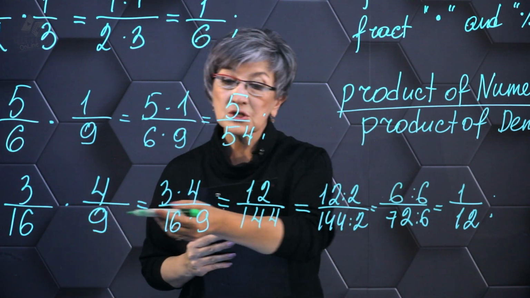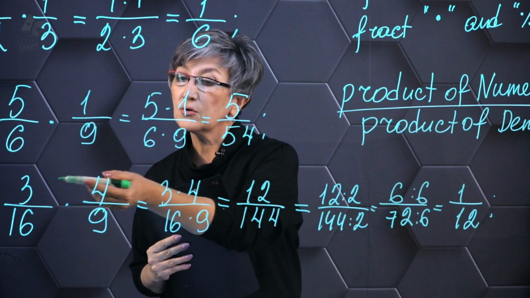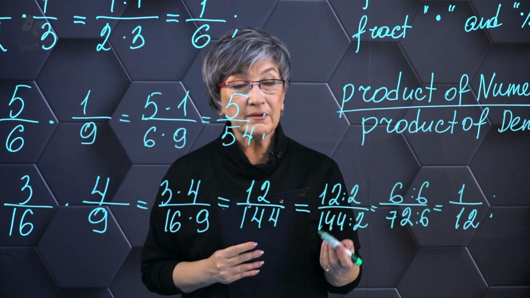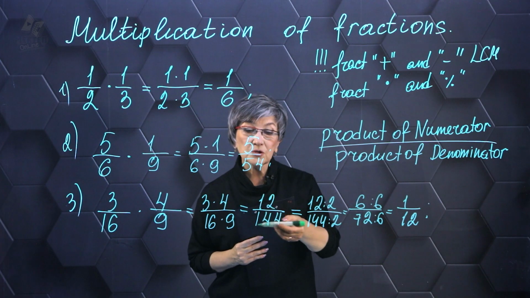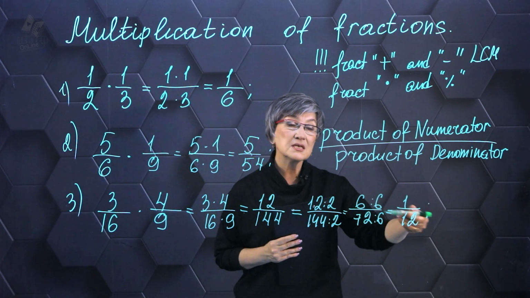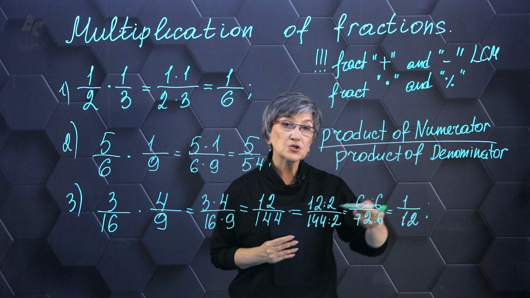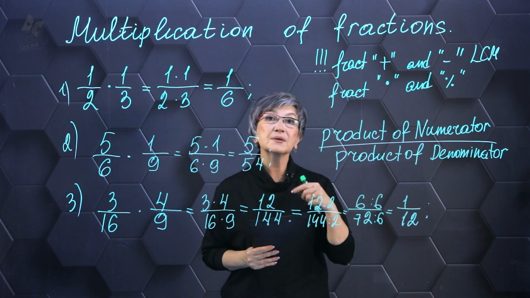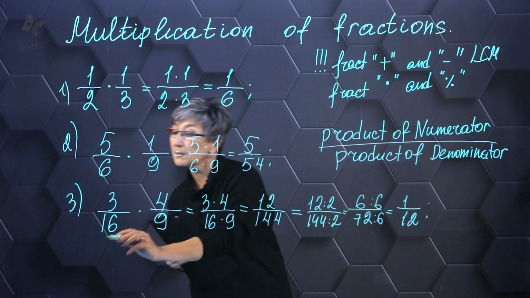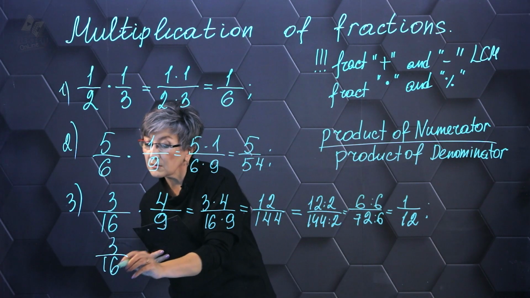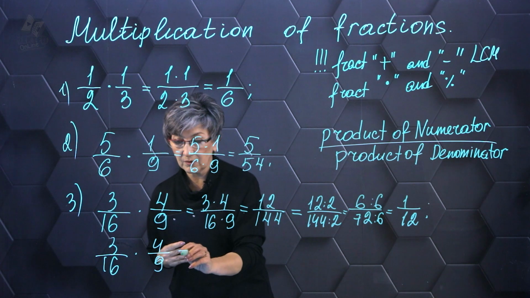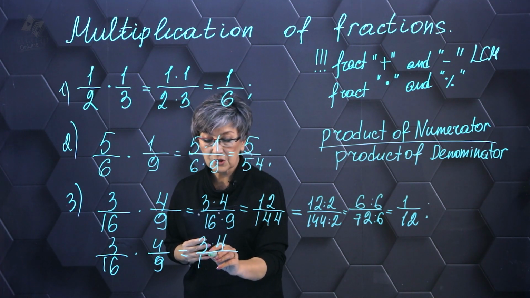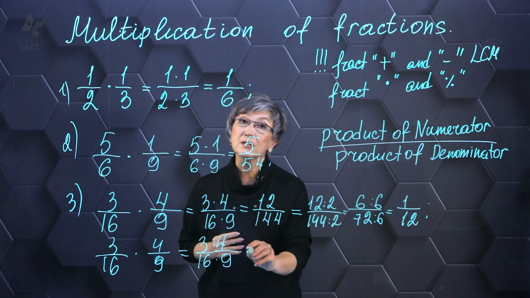So, when multiplying fractional numbers, you multiply the numerator by the numerator and the denominator by the denominator. But what's the rule I was talking about? The point is that we need to represent the answer as an irreducible fraction. And you can see that there may be some difficulties in the reduction. So I'm going to give you an easier way. So 3/16 times 4/9. And the algorithm is the same.